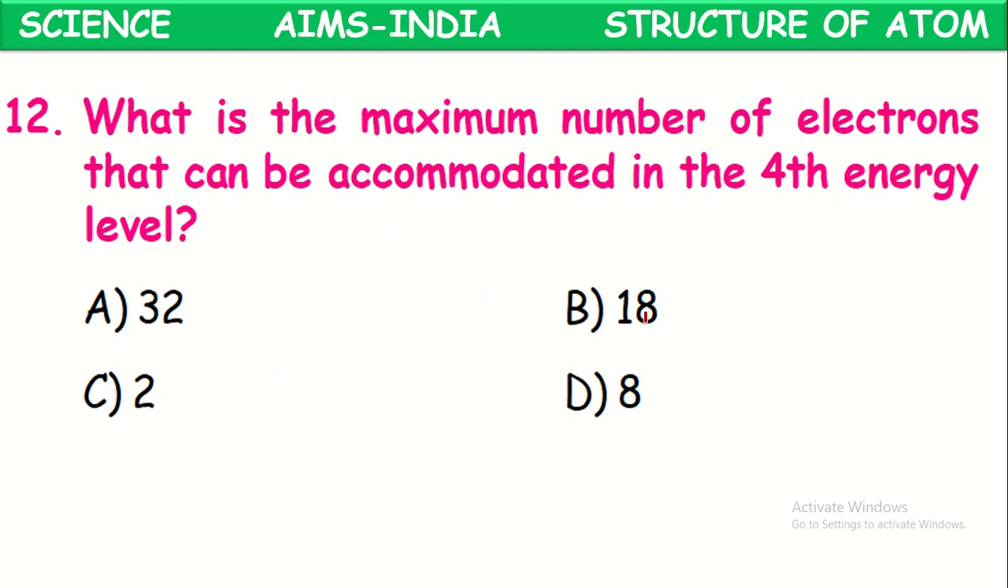Next, what is the maximum number of electrons that can be accommodated in the fourth energy level? For calculating the maximum number of electrons that can be accommodated in an orbit, we have the formula 2n square. Here n represents the number of the orbit. As they are asking for the fourth energy level, if we substitute 4 in place of n, we get 2 into 4 square, that is 2 into 16. Totally, we get 32. So the fourth shell can accommodate 32 electrons.